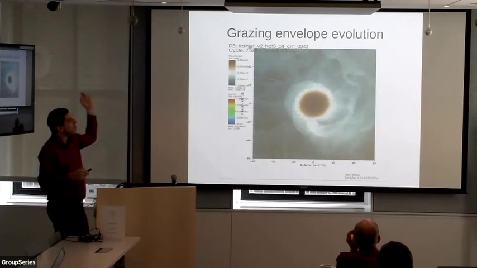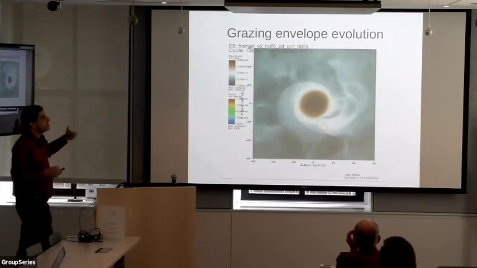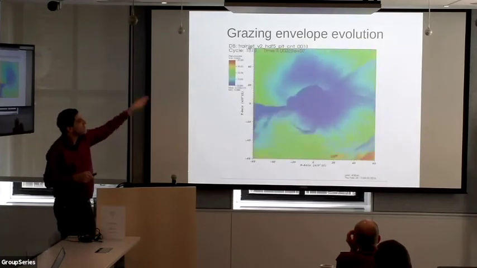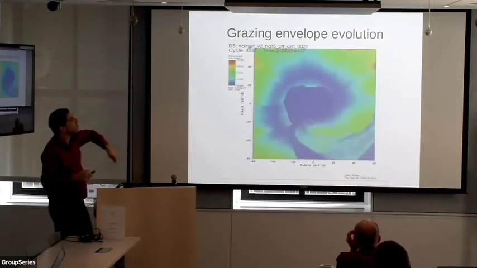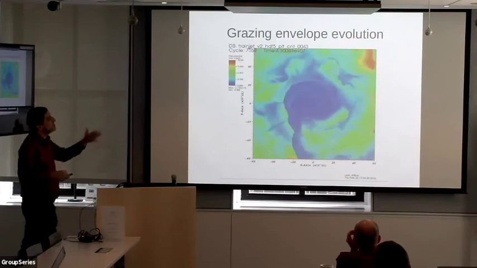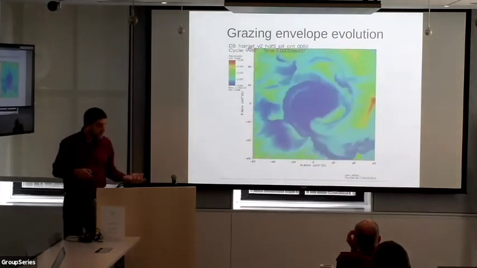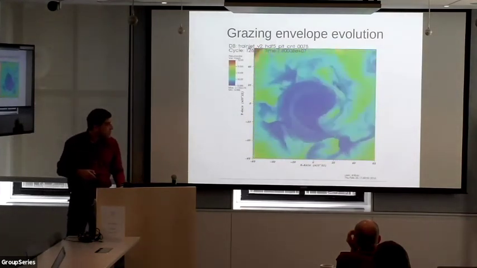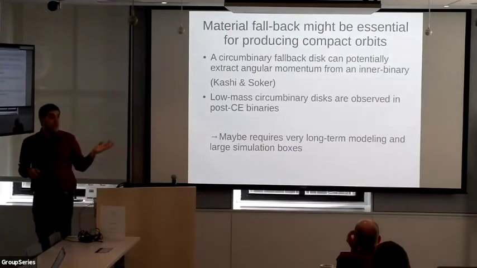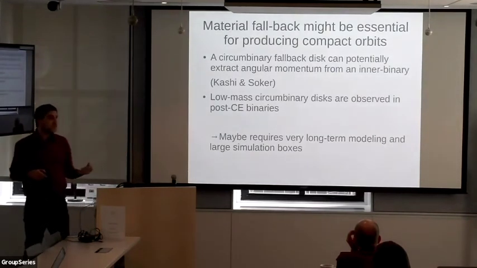And it's always on the edge of the binary, of the giant star, and kind of takes off the envelope one shell after another. We call this grazing evolution. So whether this works depends really on the microphysics of the accretion itself, which are not very well understood.